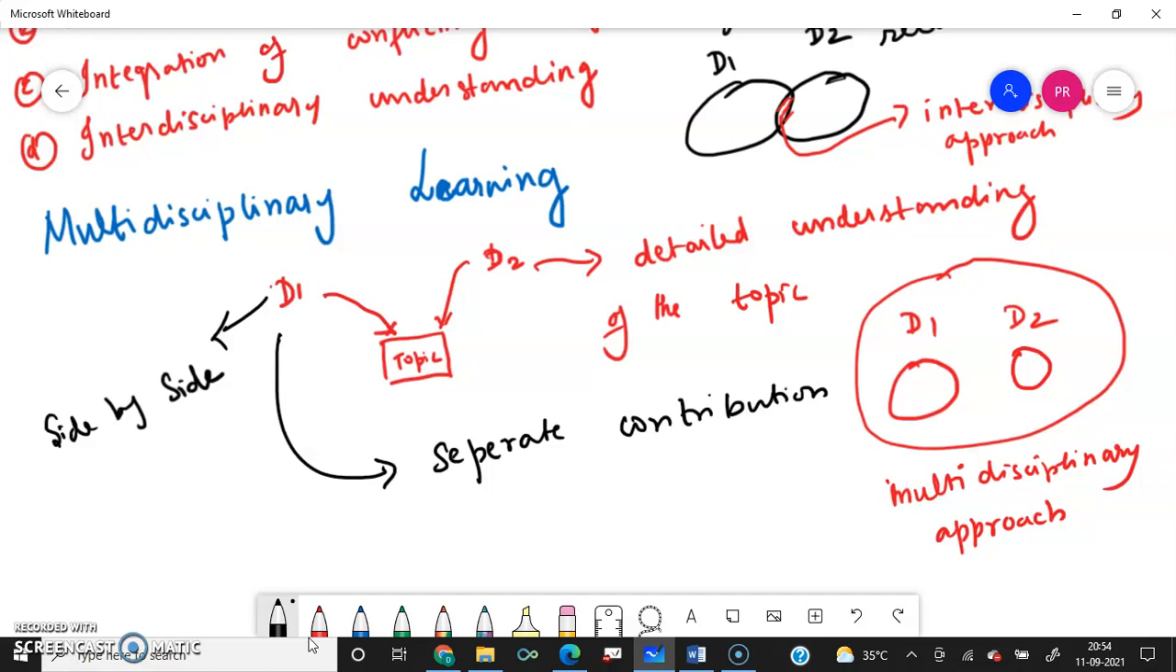Okay, here it is kept side by side. Here, this interdependent we are not considering, right? No integration between these disciplines is expected in multidisciplinary approach. A multidisciplinary approach in learning involves drawing appropriately from multiple disciplines to reduce problems outside of normal boundaries and reach a solution based on a new understanding of a complex situation.